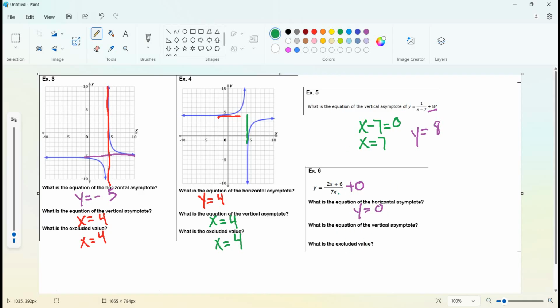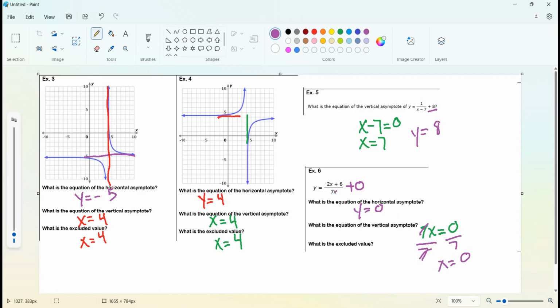Now for the vertical, that's found in the denominator. This is being multiplied by 7, so what number would make this equal 0? You could set 7x equal to 0 and solve for x. These are being multiplied, so divide by 7, because that cancels it out. What you do to one side, you have to do to the other. Divide by 7. So 0 divided by 7 equals 0.